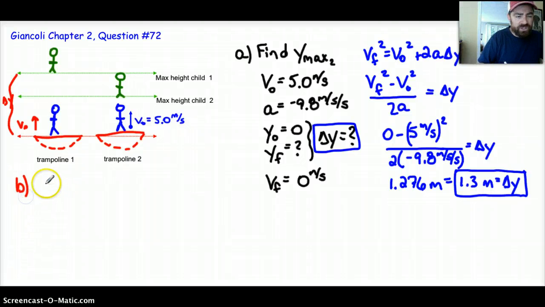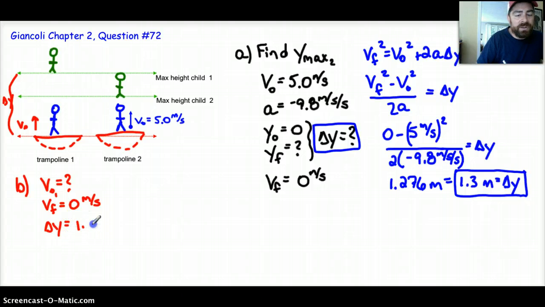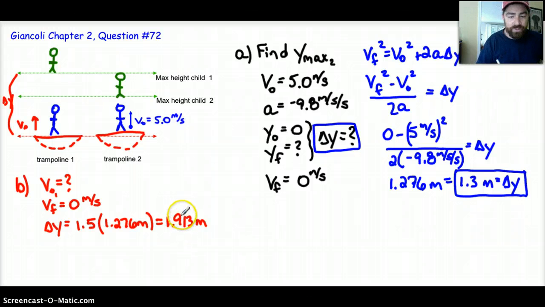Let's go ahead and write our initial conditions. V initial is what we're looking for, and this is for child number 1. I could, if I wanted to, put subscripts of 1 here to denote child number 1, but that's fine. We know that V final for child number 1 is going to be 0 at max height. We know that delta y for child number 1 is going to be positive, and it's going to be 1.5 times the 1.276 meters that we just solved for in part A. When we multiply that, we get 1.913 meters. So we know that child number 1 is going to be 1.5 times, or 50% higher than child number 2, which gives us 1.913 meters.